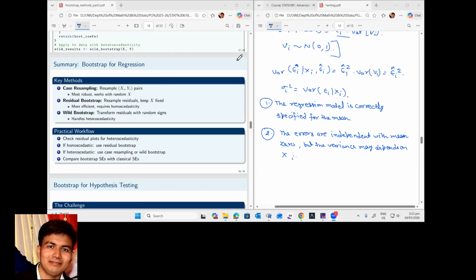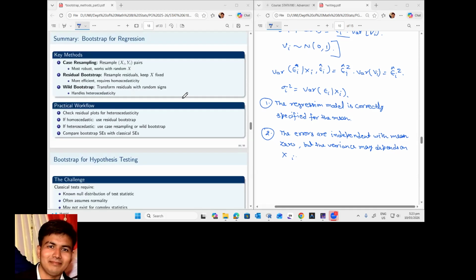Till here we discussed bootstrap regression. So here is the summary. In case resampling, we resample the X and Y pairs; it is most robust and works with random X. In the residual bootstrap, we resample the residuals and keep X fixed; it is more efficient but requires homoscedasticity. In the wild bootstrap, we use transformed residuals with random signs, and it handles heteroscedasticity.